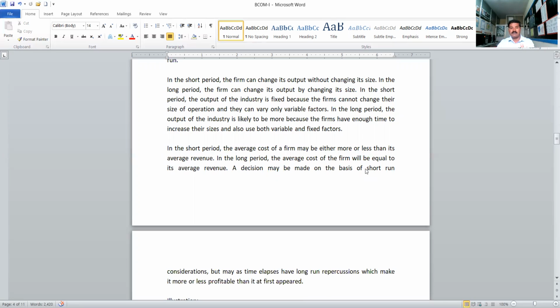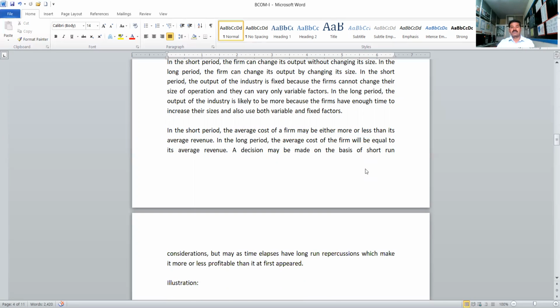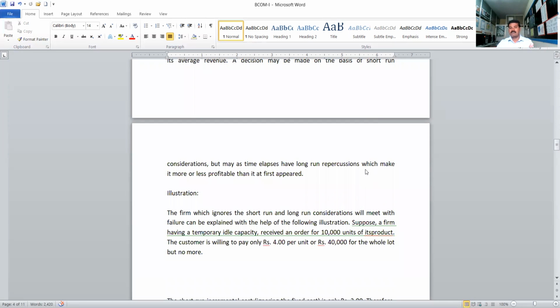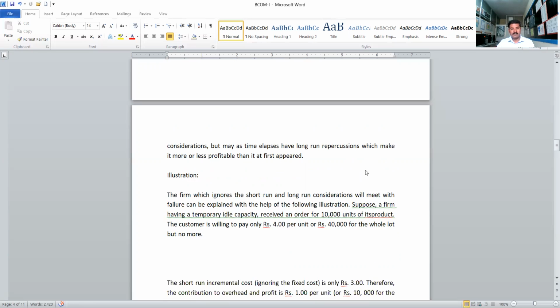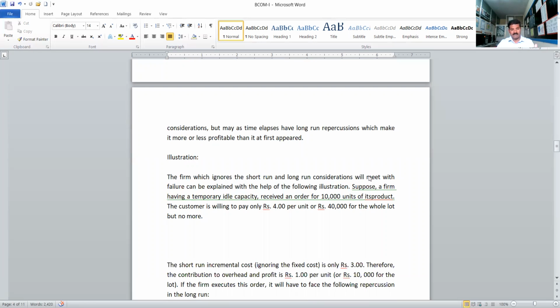A decision may be made on the basis of short-run considerations, but may, when time elements or the long run are considered, turn out to be less profitable than it at first appears. One of the most important examples for the illustration of these things, that a firm which ignores the short run and long run considerations will meet with failure, can be explained with the help of the following illustration.